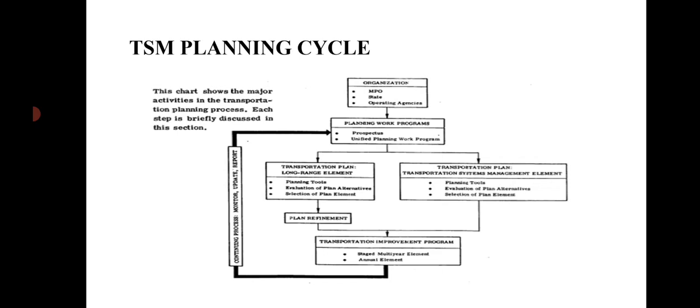Okay. Similarly, we have state metropolitan planning organizations. So all that they look after the planning and they make sure to achieve the goals and objectives reflecting the needs of the society. So that is the role of these organizations. So these organizations take up the work, and then the planning work programs, that is the second part of this flow chart.